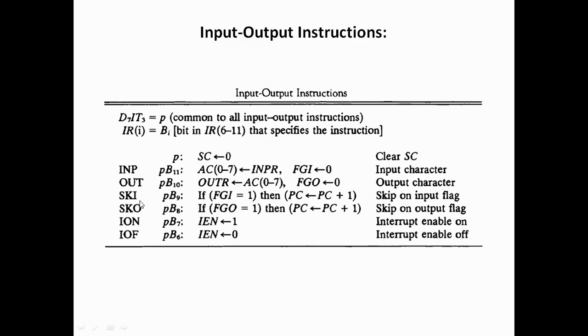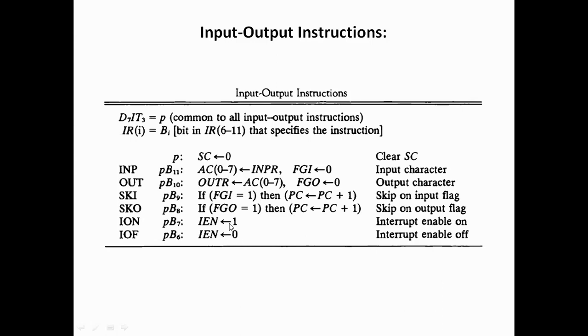And then if I want to do skip on input flag, I have to skip an instruction if the input flag is on. Just check the input flag. If this is 1, then skip the instruction. SKO, skip on output flag: if the output flag is 1, just skip the instruction. Next is interrupt enable on. Interrupt on means put the interrupt line to 1. Interrupt off means put the interrupt line to 0.